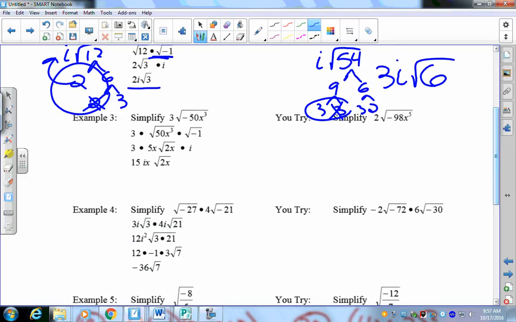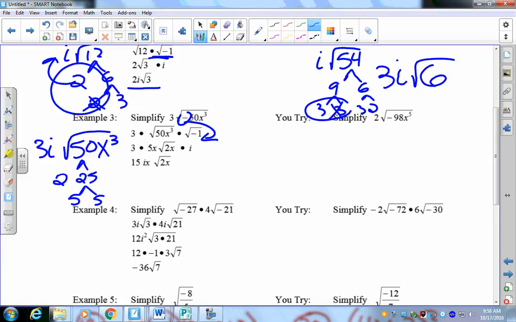So in this one, it's the same thing, but now I have variables underneath. But first things first, take out that i. Okay, so I've got 3i times the square root of 50x cubed. And now from here, I simplify it like I normally do. 2 and 25. All right, and whichever way you want to show your work is fine. 5 and 5. I've got 3 x's. Here's a group. Here's a group. So on the outside, I'm going to do the 5 times the 3 that's already there, which is 15.